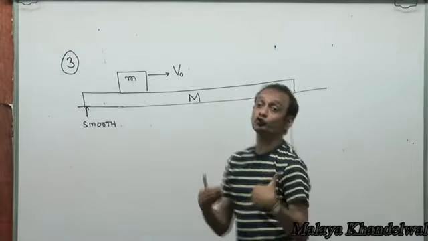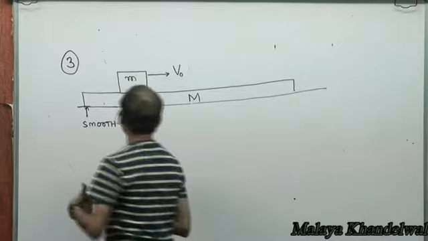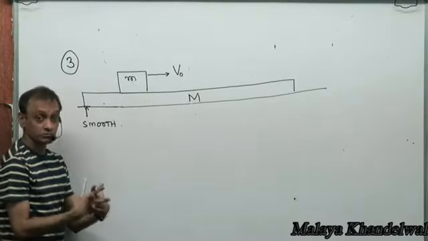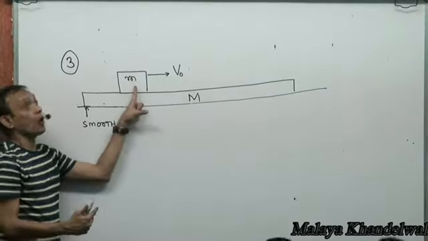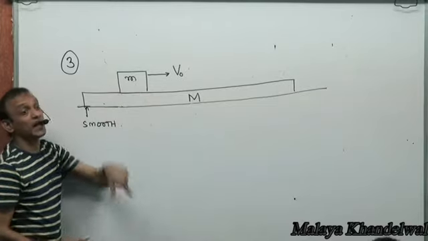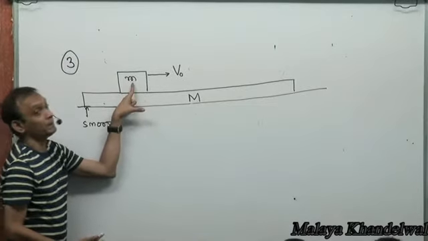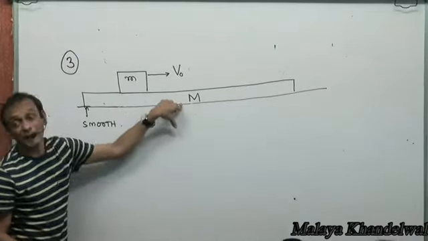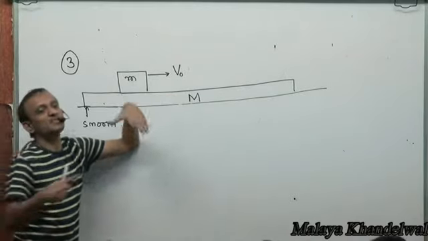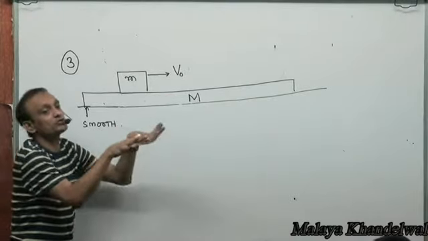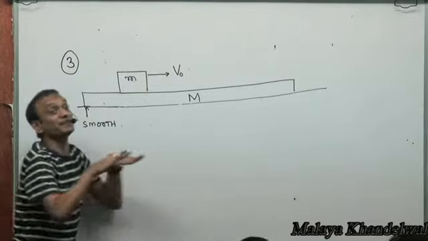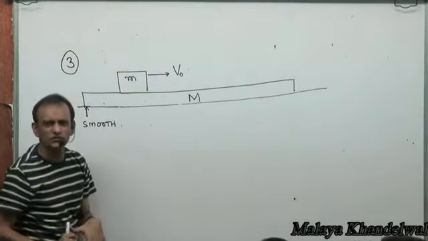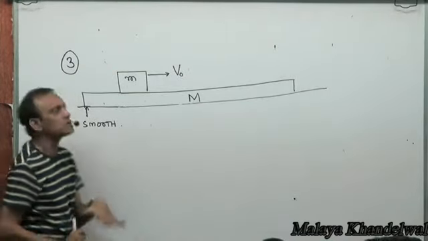Now what we want to be able to compute is the work done by friction on small m by the time small m comes to rest with respect to capital M. Now what does it mean by saying small m comes to rest with respect to capital M? That means they acquire the same velocity. Why on earth would they acquire the same velocity?